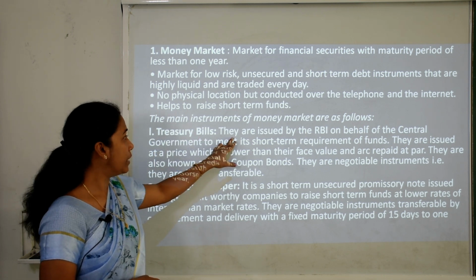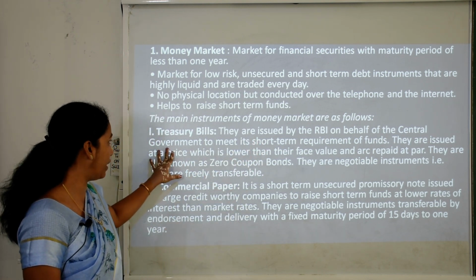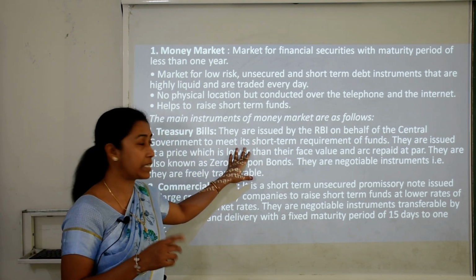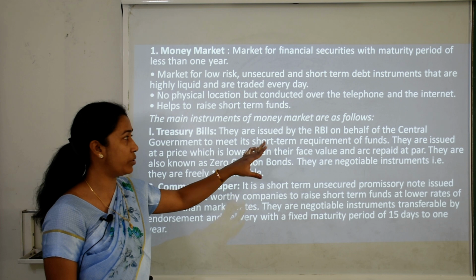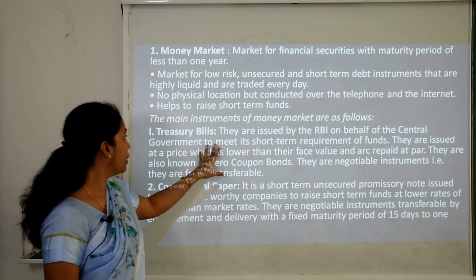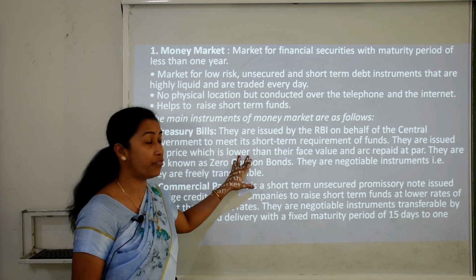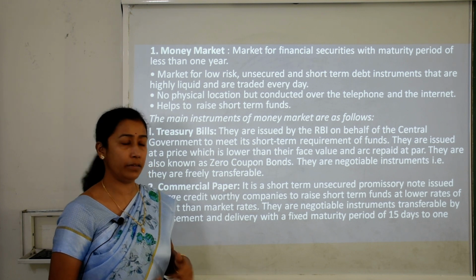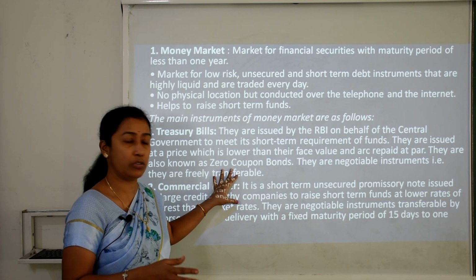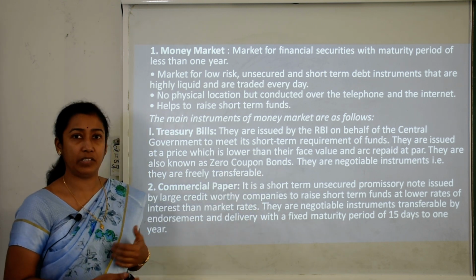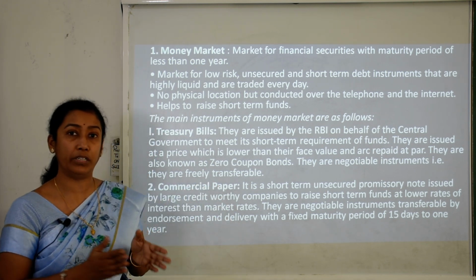First, treasury bill. These treasury bills are basically issued by RBI on behalf of the central government to meet its short term requirement. As I said, money market is actually fulfilling the short term requirement. They are issued at a price which is lower than their face value and are repaid at par. They are also known as zero coupon bonds. These are negotiable instruments, that is they are freely transferable from one holder to another.